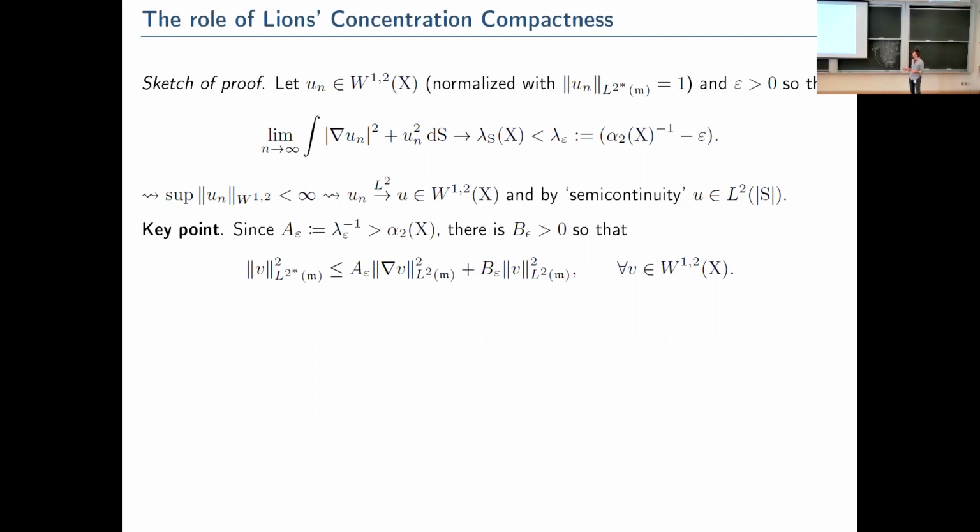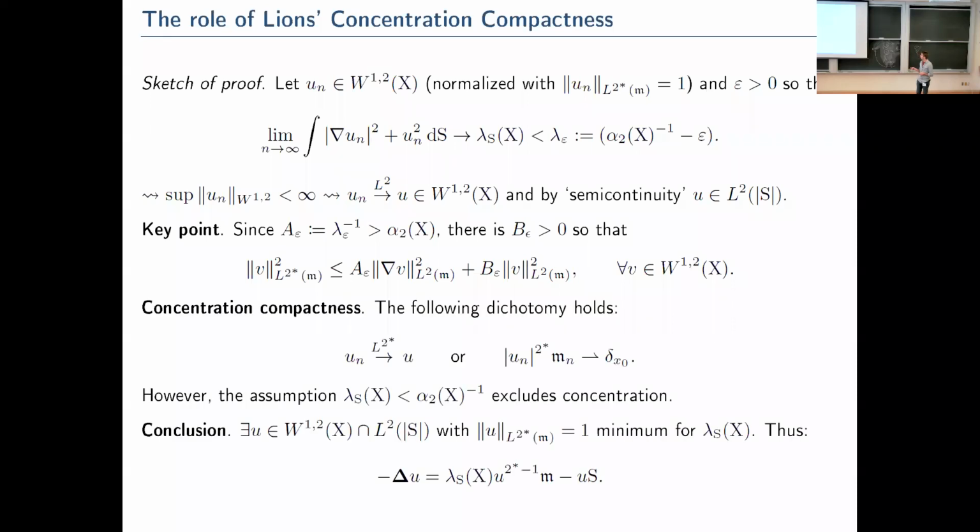So now you have to start going back to concentration compactness in this non-smooth setting. The key point is that you have a Sobolev inequality by assumption with some constants A epsilon and B epsilon. And you use this to produce a concentration compactness dichotomy. So there are two possible behaviors of these minimizing sequences: either you have full convergence in L2 star, or you develop point concentration.